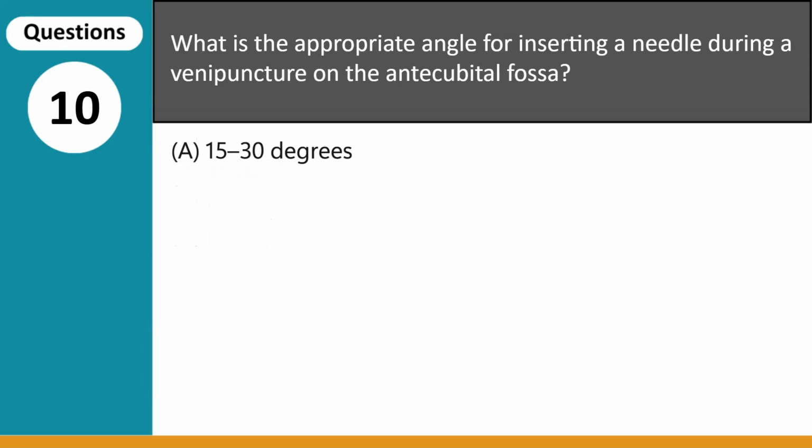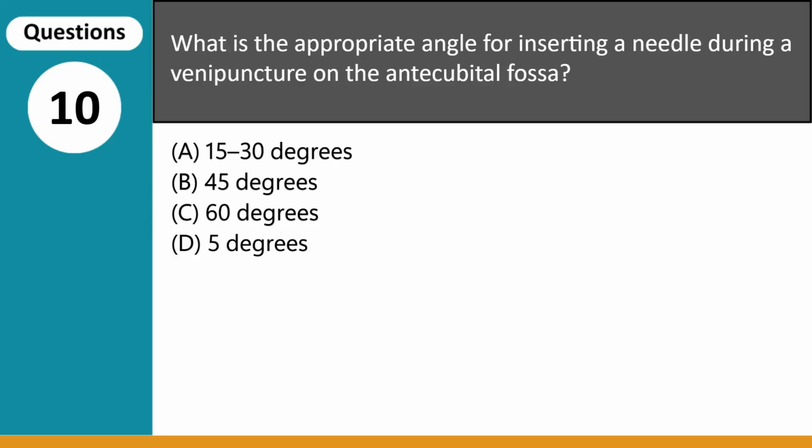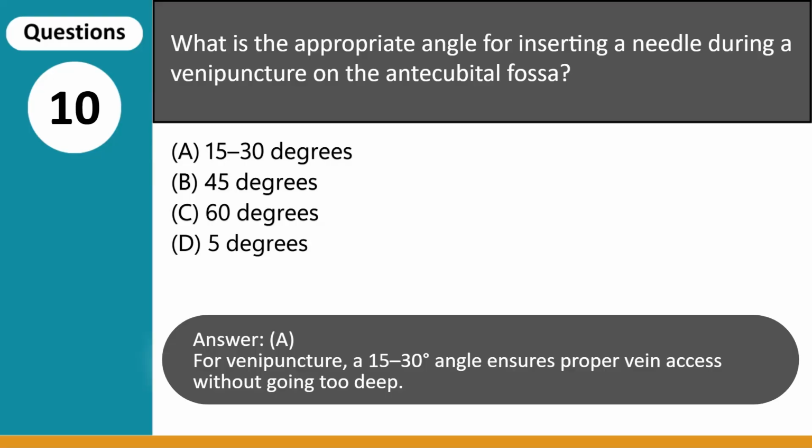What is the appropriate angle for inserting a needle during a venipuncture on the antecubital fossa? A. 15 to 30 degrees. B. 45 degrees. C. 60 degrees. D. 5 degrees. Answer A. For venipuncture, a 15 to 30 degrees angle ensures proper vein access without going too deep.